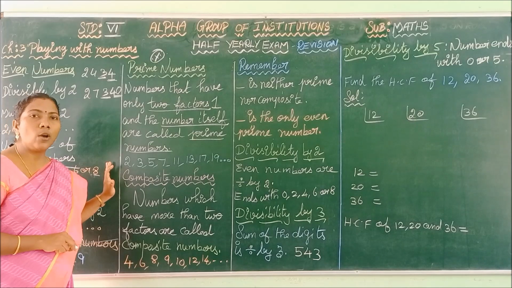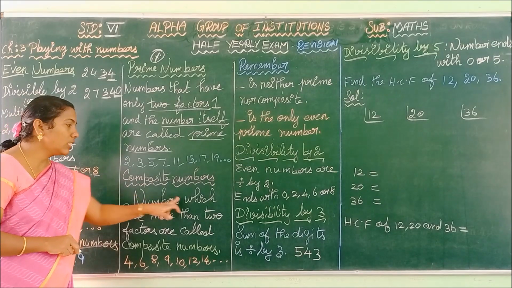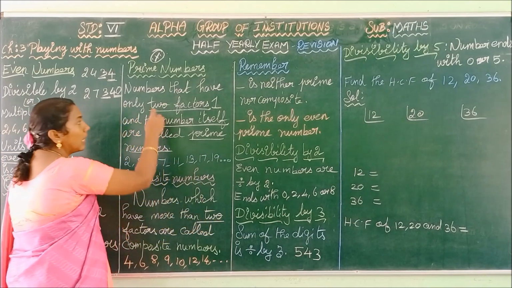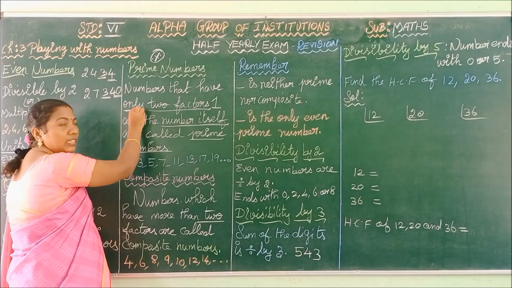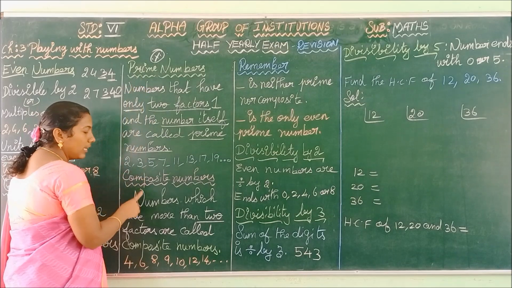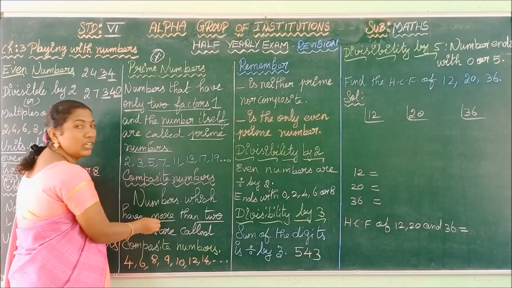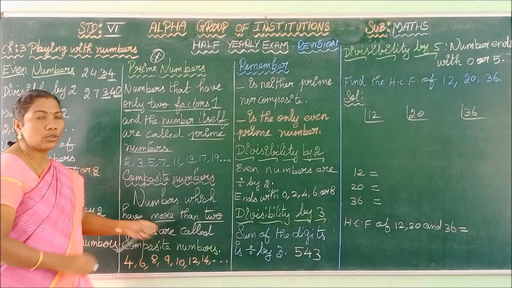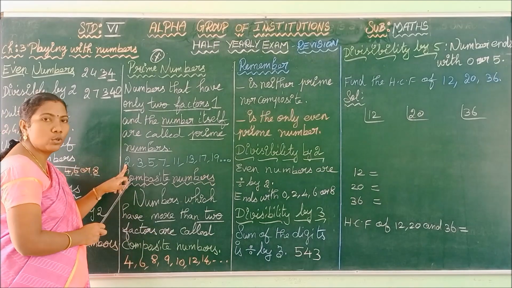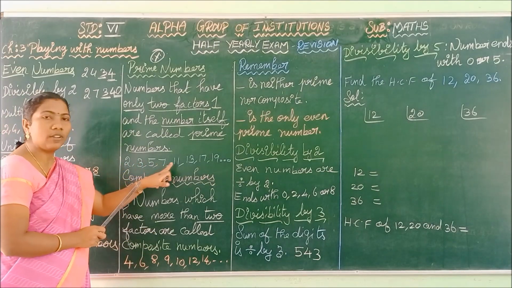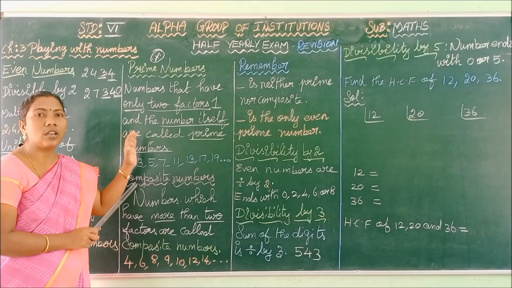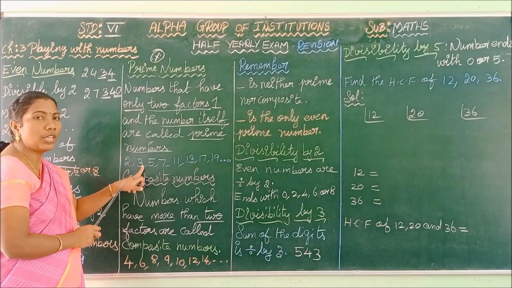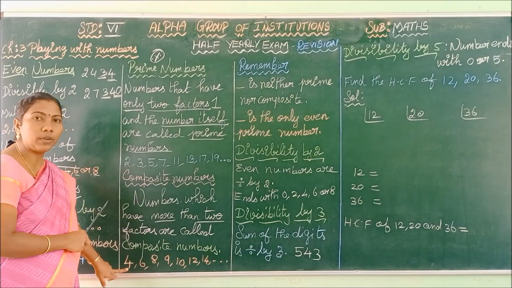What is meant by composite numbers? Numbers which have more than 2 factors. Here, numbers which have only 2 factors are said to be prime numbers. Here, the numbers which have more than 2 factors are said to be composite numbers. Okay. See here, we have 2, 3, 5, 7, 11. We can also say the numbers which are not prime are composite. So here we have 2, 3. So the first composite number is 4.